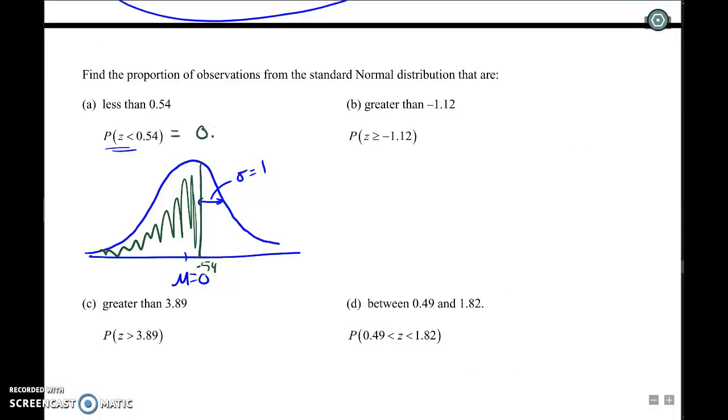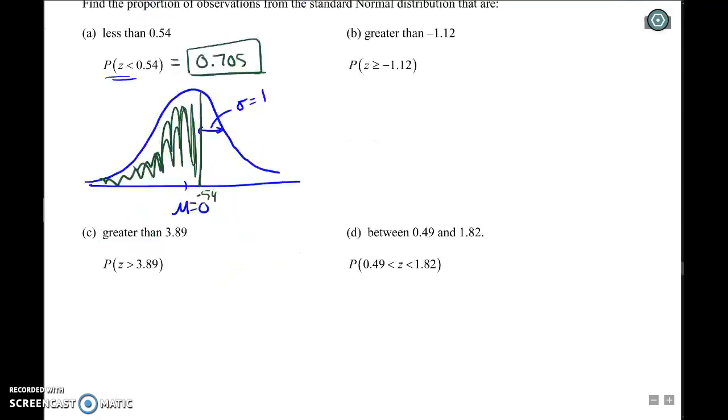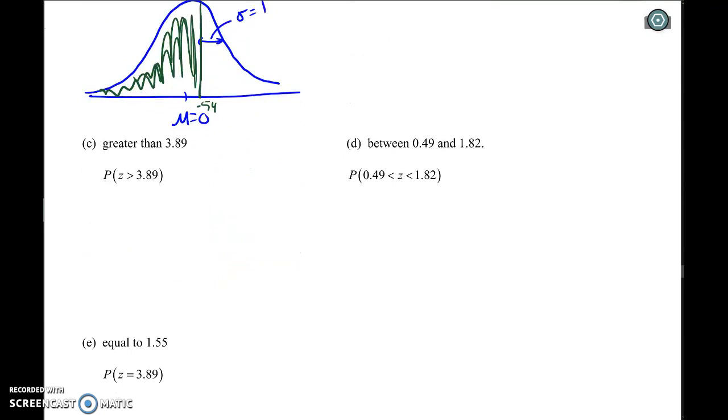70.5%, 0.705. It looks about right. Looks more than half. 70% looks about right. That's it. You should be able to crank through these pretty fast.